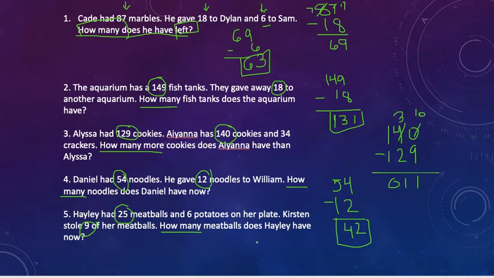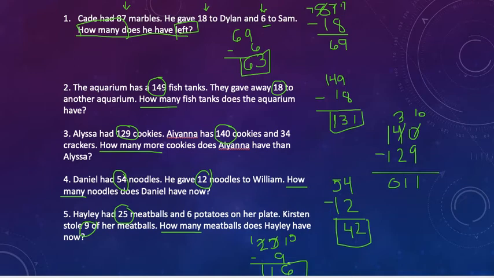So we are just subtracting 25 minus 9. We can't do 5 minus 9, so we borrow from the 2. That becomes a 1. This becomes a 15. 15 minus 9 is 6. 1, there's nothing to subtract, so we just bring that down, 1. So our answer is 16. So now Haley has 16 meatballs left.